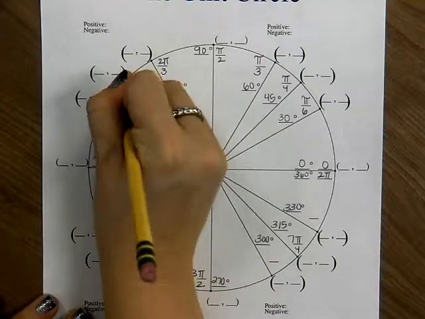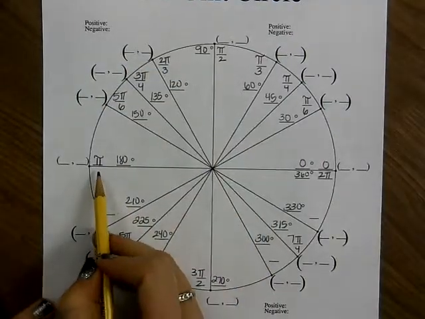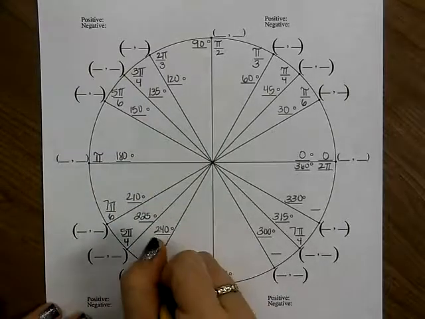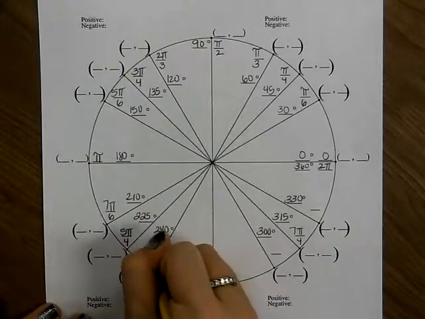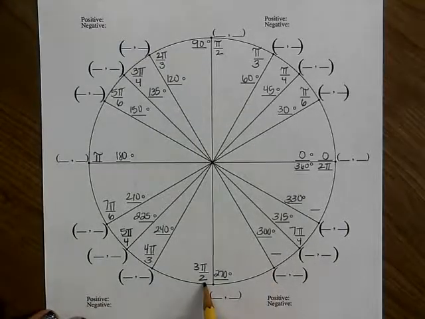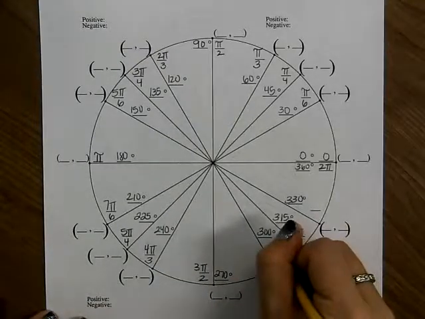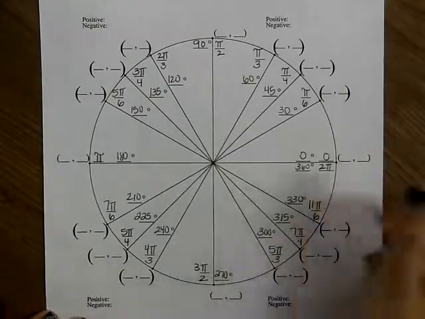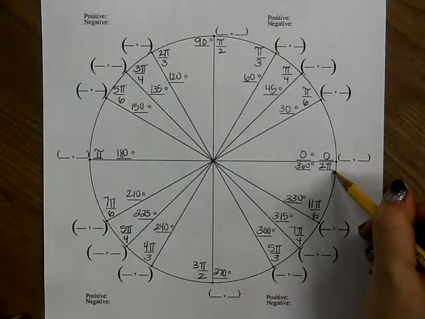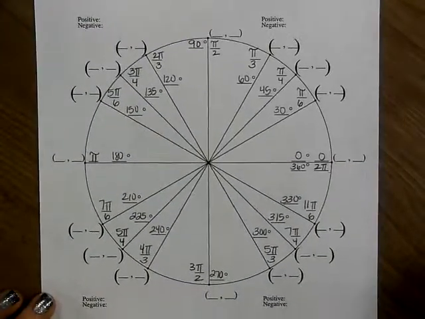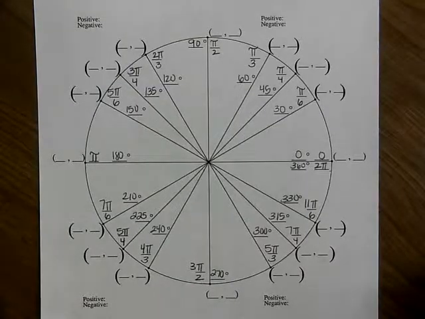And then 5 pi over 6, 6 pi over 6, we're back to pi, 7 pi over 6, 8 pi over 6 simplifies to 4 pi over 3. This is really 9 pi over 6, 10 pi over 6 simplifies to 5 pi over 3, and then 11 pi over 6, we're almost back around to 12 pi over 6, which is 2 pi. So far, so good? Yeah? You okay? You remember all this?